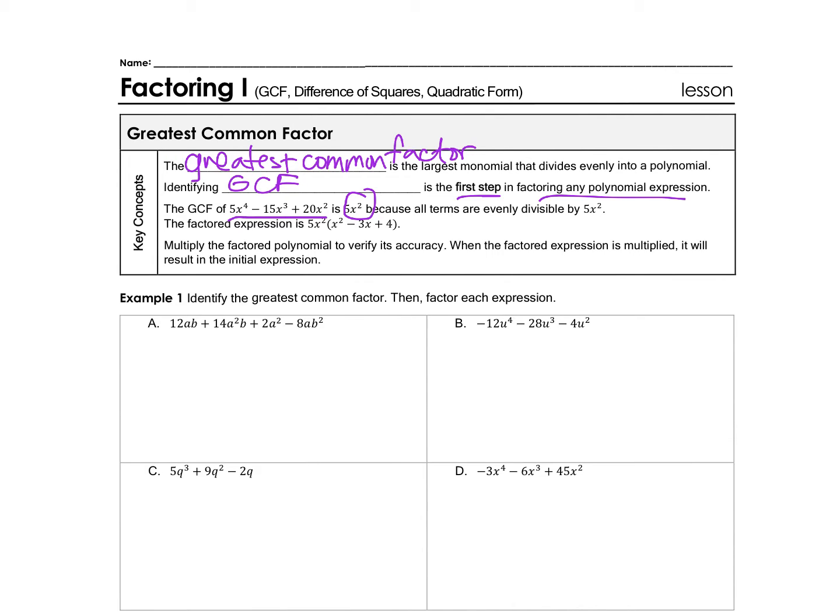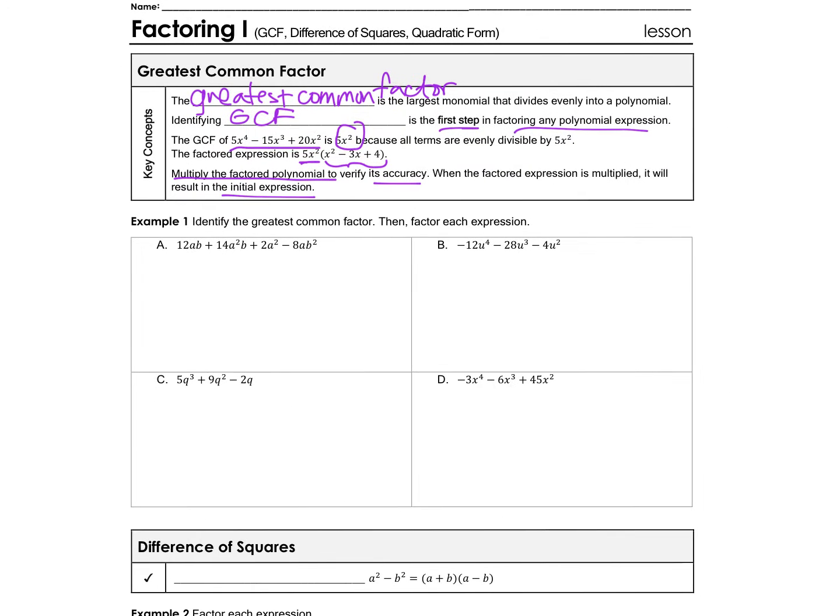To determine what's left, when you take out the GCF, you're going to open parentheses and divide it and put what's left. I'm dividing each term, so that when I multiply the factored polynomial, it verifies its accuracy. When I multiply it back together, it should give me back the original expression. So that's what we're going to do on A, B, C, and D. We're just looking for the greatest common factor.